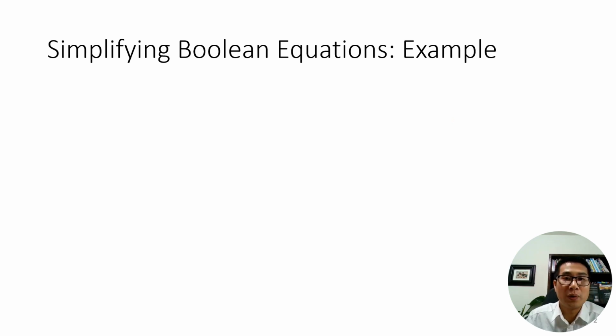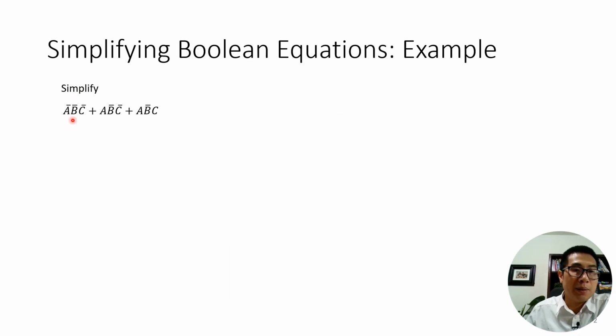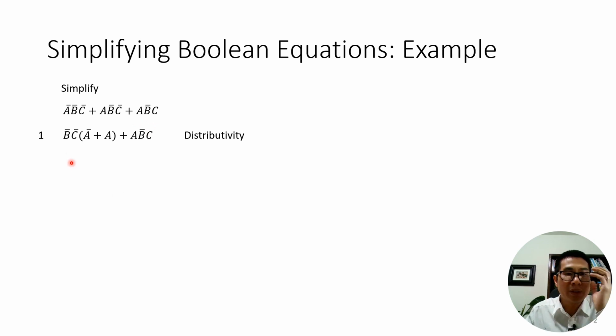Now let's go to the example. Let's say we're going to simplify this Boolean equation: not A, not B, not C, or A, not B, not C, or A, not B, C. In step number 1, we can apply distributivity, which means we factor out not B, not C from the first two terms because they are the same. Then the third one just simply goes down there.